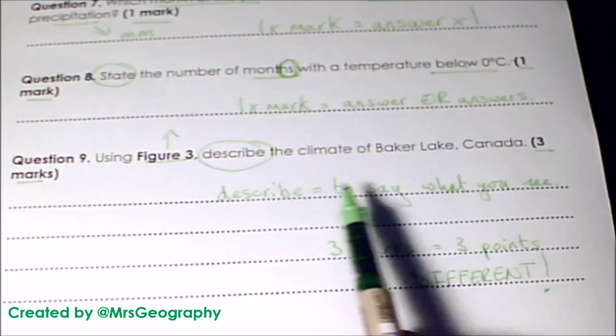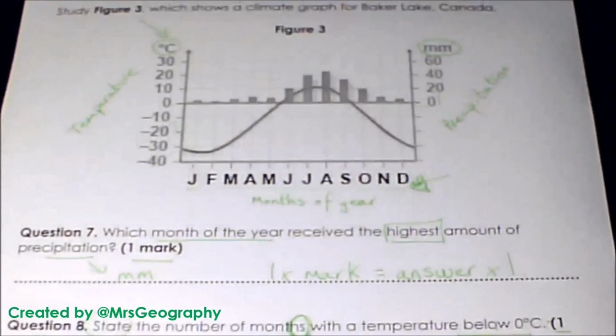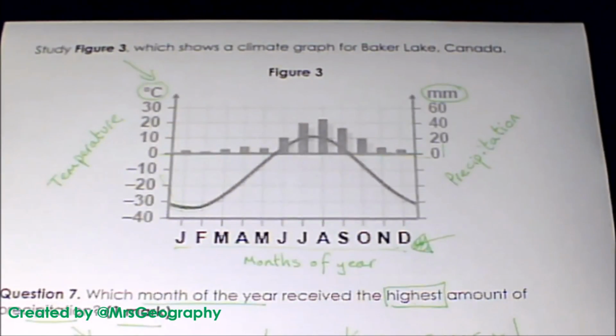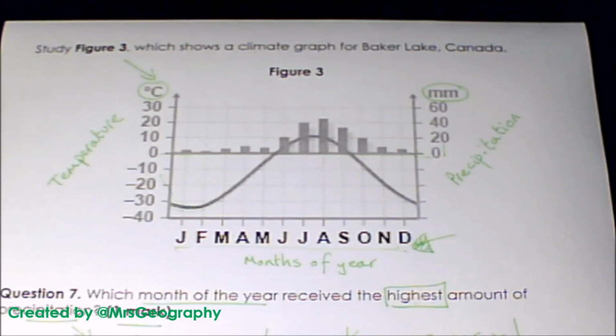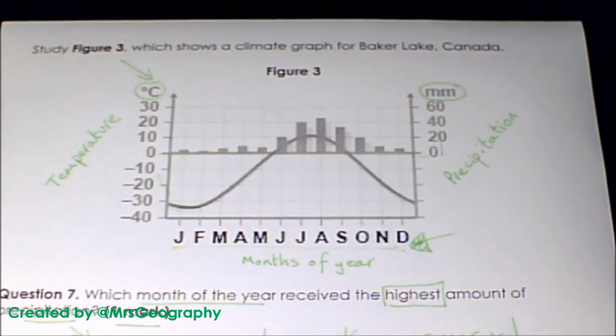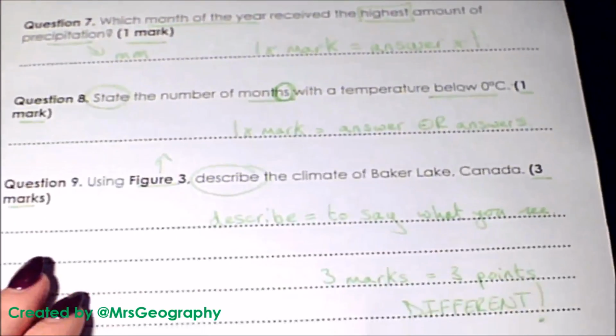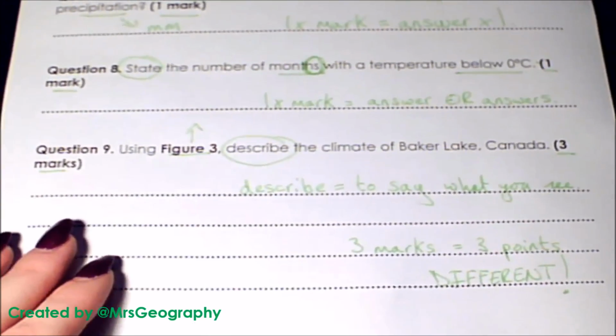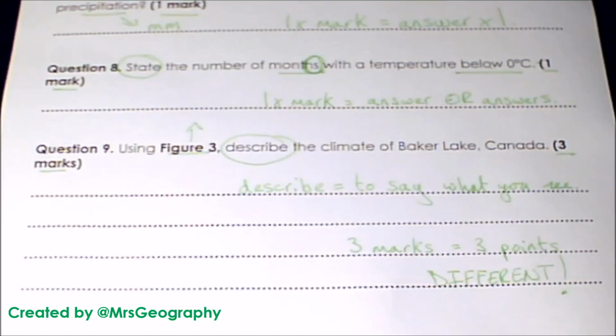So we've got to describe, to say what you see. So using the climate graph above, we've got to describe 3 things about the climate of Baker Lake, Canada. So that could be temperature, it could be precipitation, it could be a simple descriptive point to see that it increases or decreases at a certain time. You could give temperature range. So 3 isolated points, 3 points on their own. Have a go at answering this question.